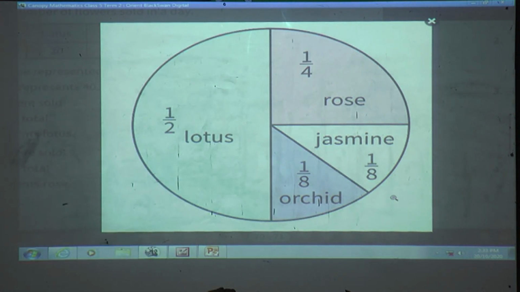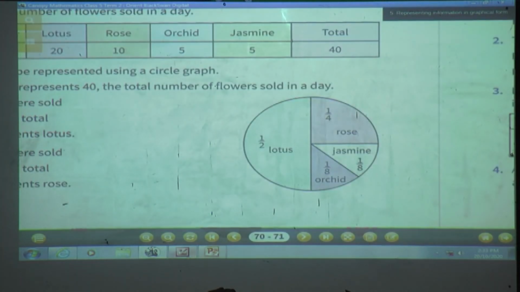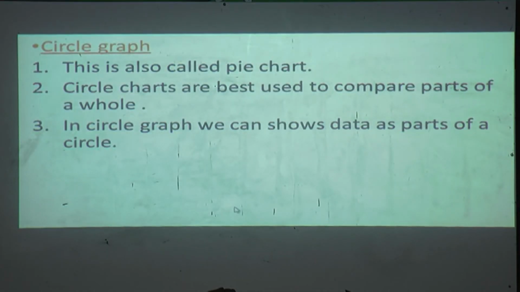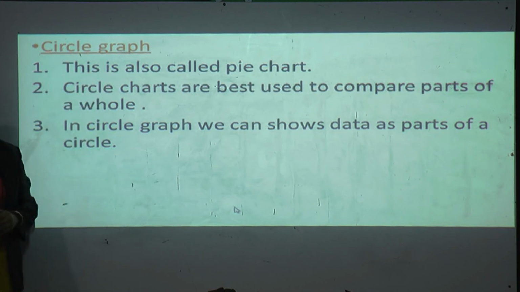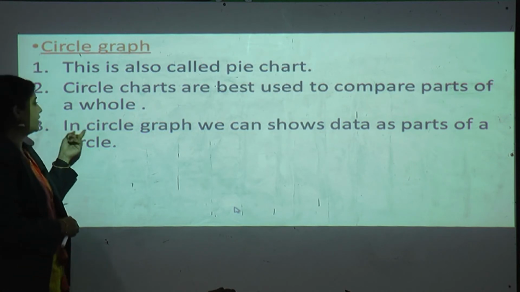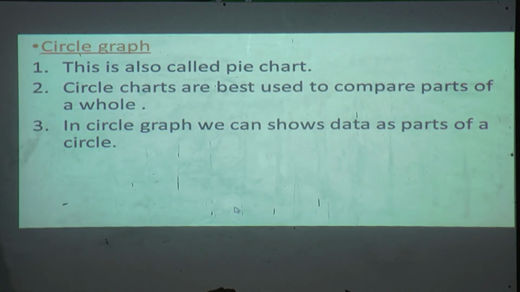Okay, now all of you understood the circle graph. I will explain to you. See, this is also called a pie chart. Circle graph is also called a pie graph or pie chart. Now circle charts are best used to compare parts of a whole. And third, in a circle graph we can show data as parts of a circle. So we'll see the example.